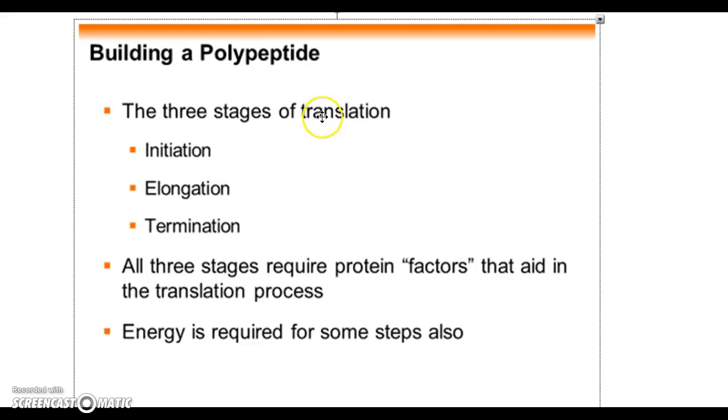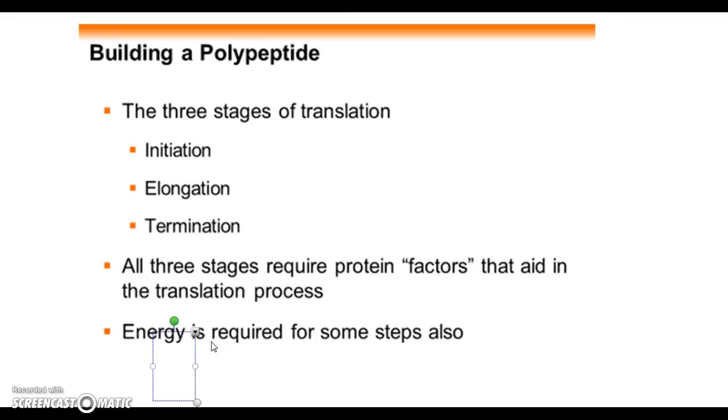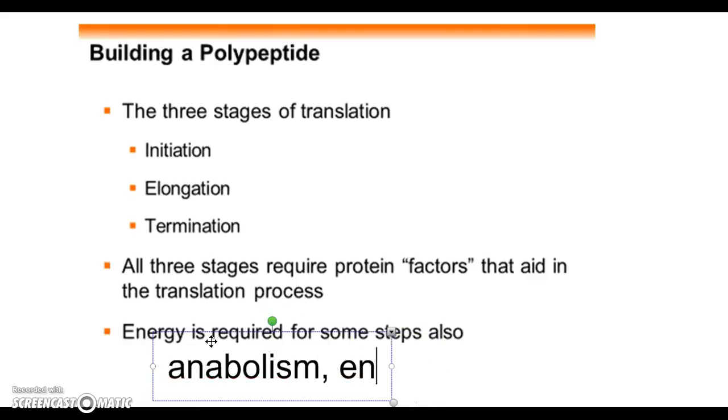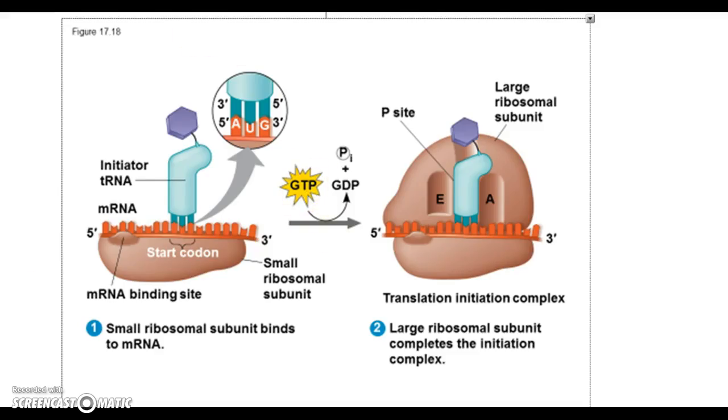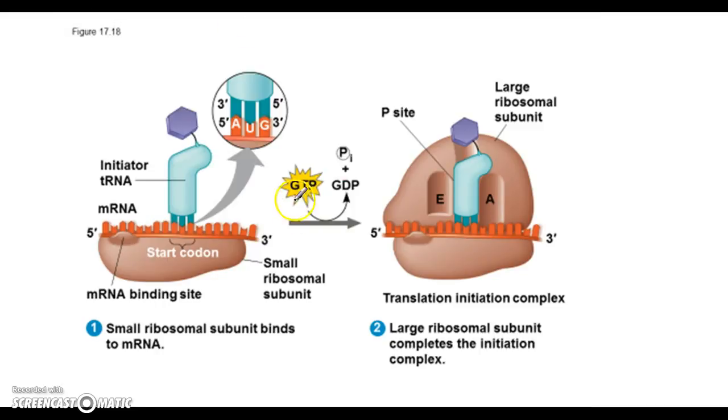So again, we have 3 stages of translation, just like we had 3 stages of transcription. Same names: initiation, elongation, and termination. This does require energy. Remember earlier in the semester we talked about anabolism. Anytime you're building something, it is an endergonic reaction, meaning it requires an energy input, usually in the form of ATP. Sometimes we'll see GTP, so instead of adenine, it's a guanine. You can see that right here. Anytime you see that starburst, know that that step requires energy.